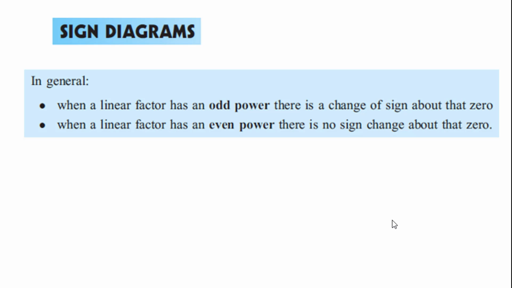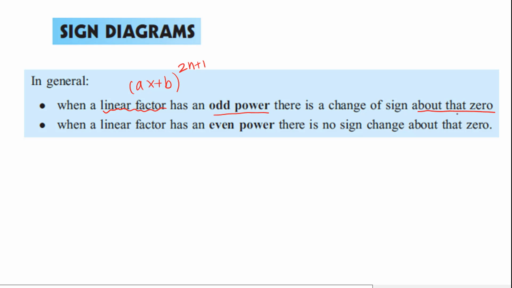This video is about using sign diagrams to solve rational inequalities. Let's introduce sign diagrams. This is the rule for sign diagrams. When a linear factor, which means ax plus b, has an odd power like 2n plus 1, there is a change of sign about that 0.